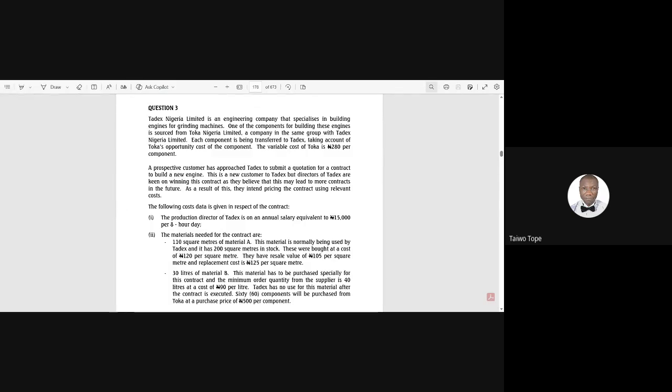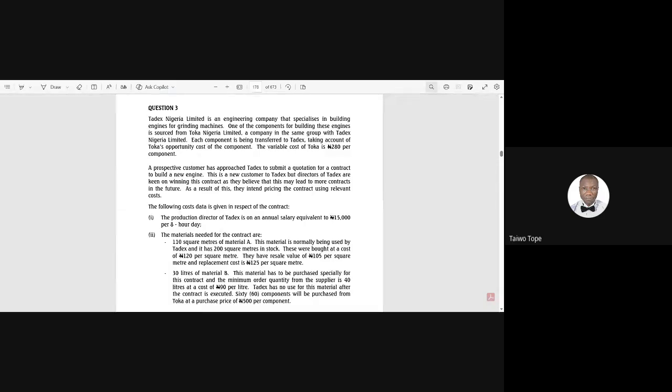So Thaddeus Nigeria Limited is an engineering company that specializes in building engines for grinding machines. One of the components for building these engines is sourced from Toka Nigeria Limited, a company in the same group with Thaddeus Nigeria Limited. Each component is being transferred to Thaddeus, taking account of Toka's opportunity cost of the component. Variable cost of Toka is 200.